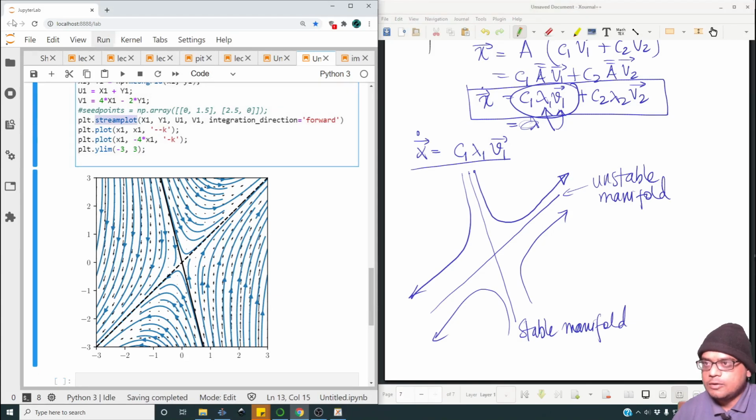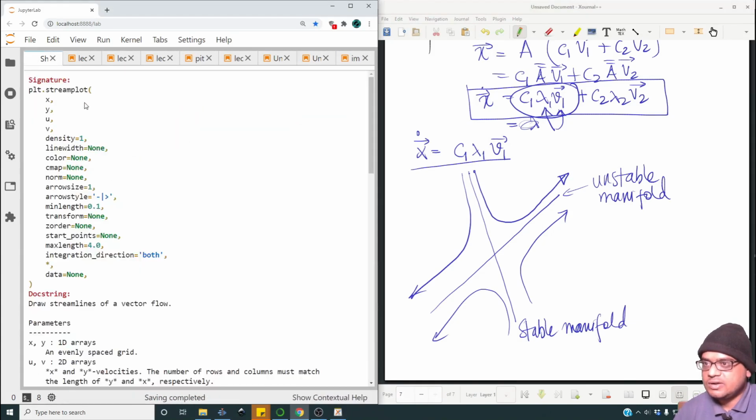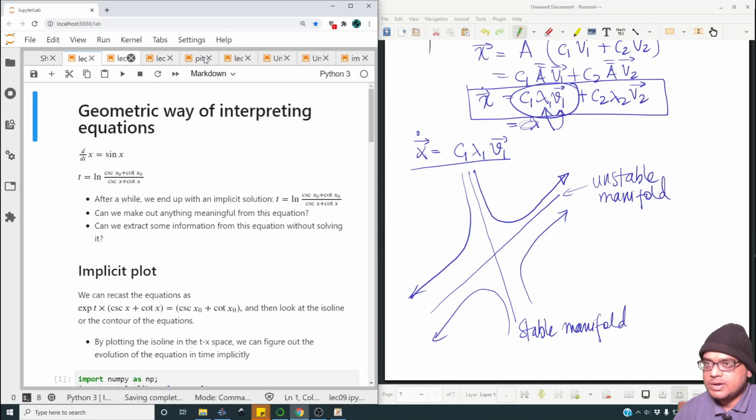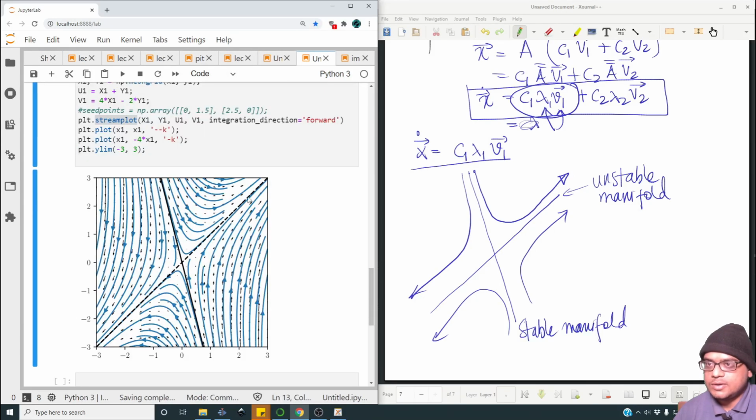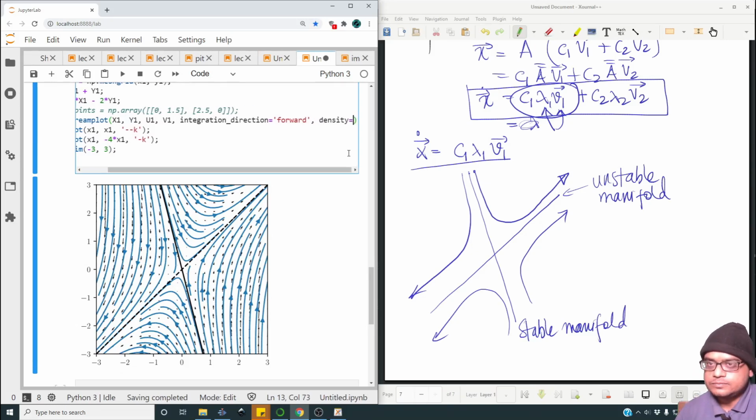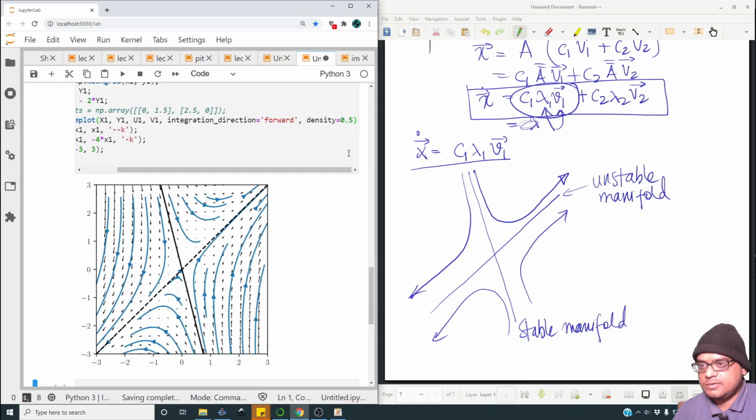You can have a look at the various things inside the stream plot in order to make it look better. You can change the cmap as well, the norm, line width, density. You can play around with various options. Let me change the density to, say, 0.5. So this looks much cleaner, if you will. This pretty much shows how the flows in the phase plane look.